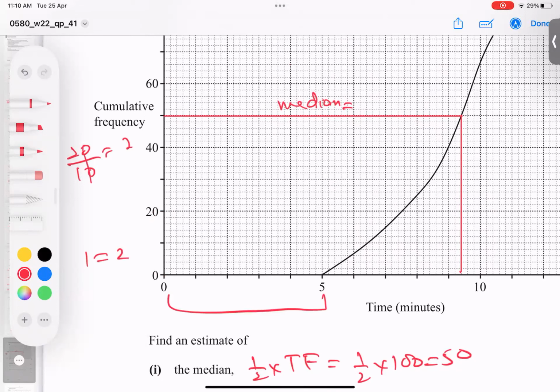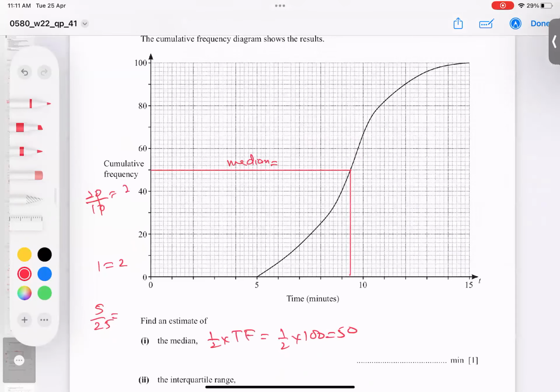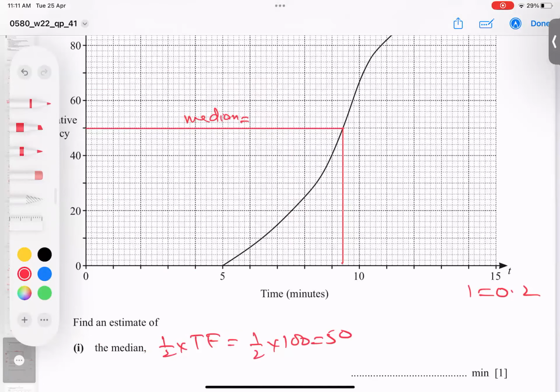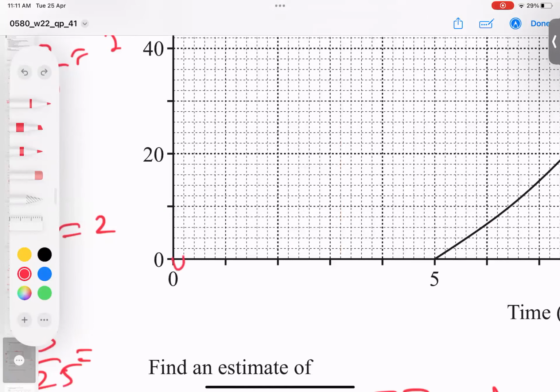But what about this 5? One box is 5, 10, 15, 20, 25. So 5 over 25, so it becomes 1 over 5. To check it, 0.2. So it means 1 box is equal to 0.2. Let me check again. Yes, correct. So 1 small box is 0.2. I can show you even 0.2, 0.4, 0.6, 0.8, so this has become 1. This is 1, 2, 3, and 4, 5.